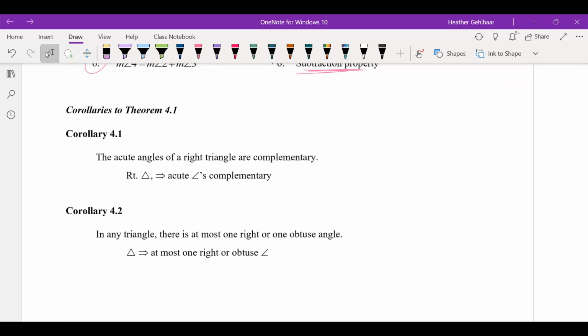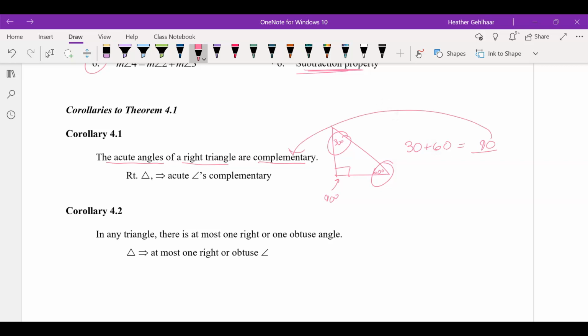Next and finally, we are going to talk about these two little corollaries right here. So the acute angles of a right triangle are complementary. So what that means is when we have a right triangle, okay, this right triangle, that degree is 90 degrees. Let's say this one is 30 degrees and this one is 60 degrees. When we take these two angles, we add the acute angles, 30 plus 60, it will equal 90 degrees, which is complementary.